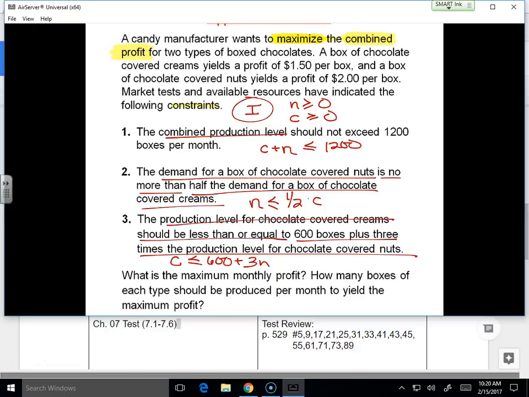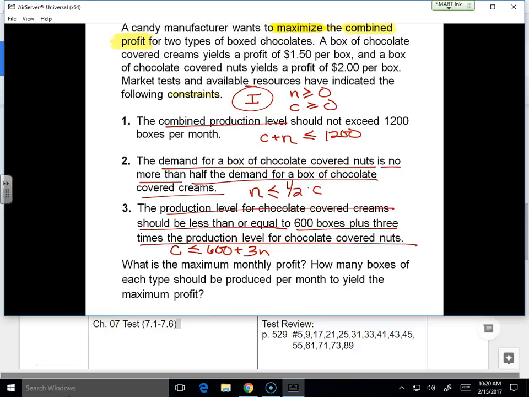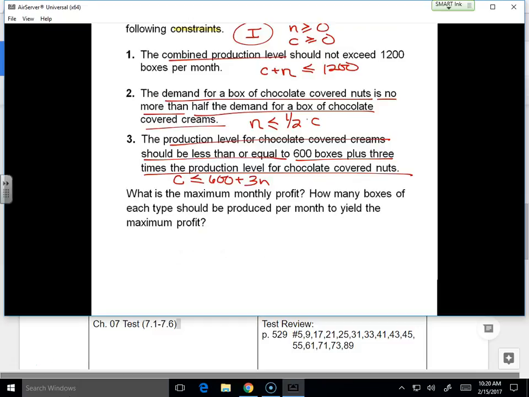What are they asking us for at the very bottom? We want the maximum value of the profit. They want the maximum profit, and they want how many boxes of each. No big deal. So, what's our job?